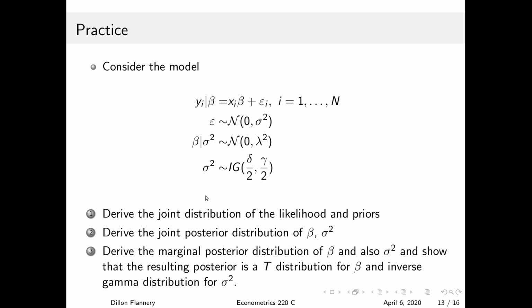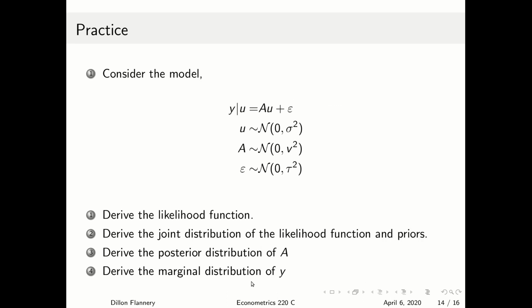Then you try this model. This is actually the same model, and this time you're going to derive the joint posterior of both of these, and then the marginal posteriors of beta and sigma squared. What you should end up with is a t distribution for beta and an inverse gamma distribution for sigma squared. That'll be different from the previous question.